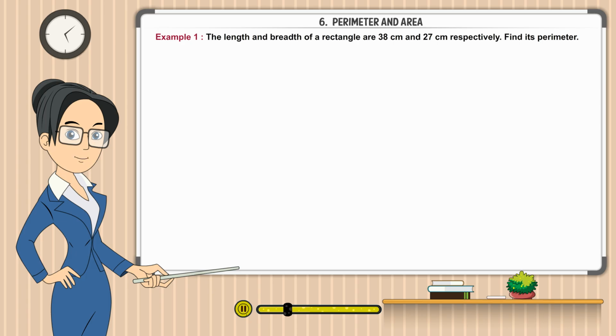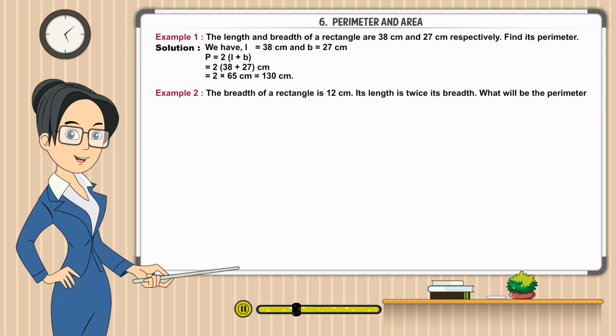Example 1. The length and breadth of a rectangle are 38 cm and 27 cm respectively. Find its perimeter. Solution. We have L is equal to 38 cm and B is equal to 27 cm. P is equal to 2 into (L plus B) is equal to 2 into (38 plus 27) cm is equal to 2 into 65 cm is equal to 130 cm.